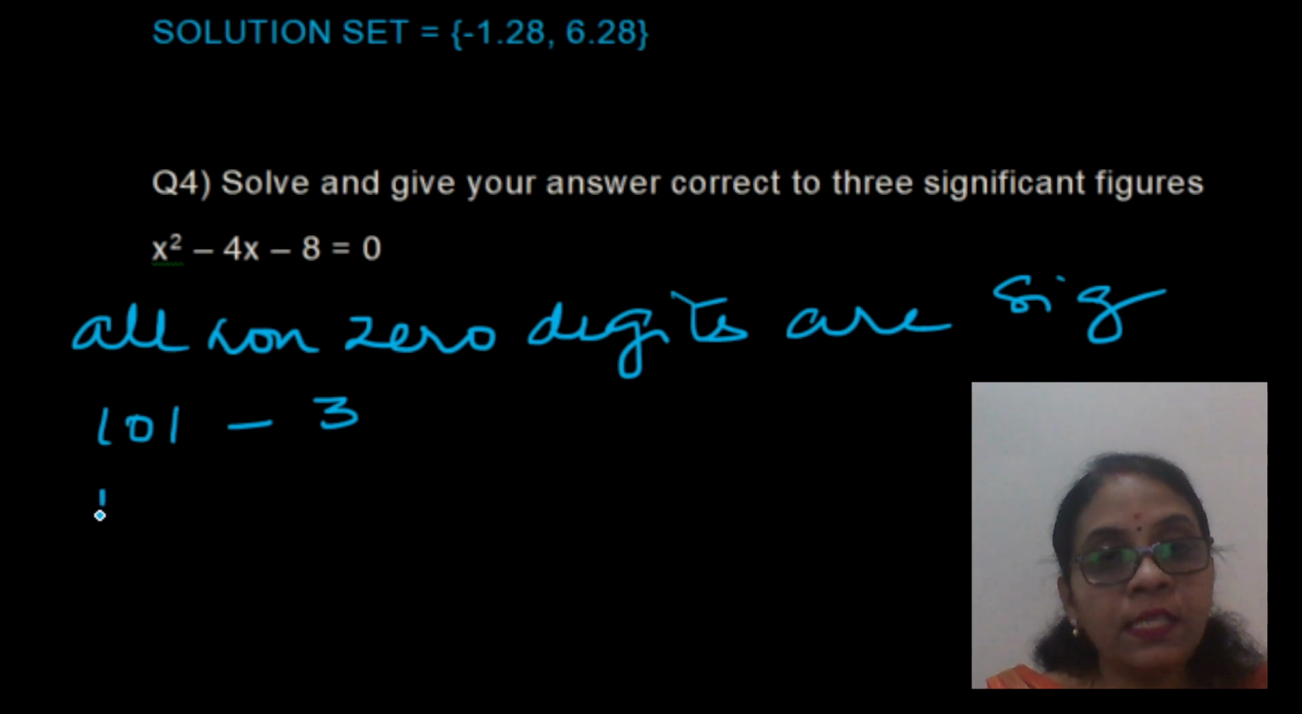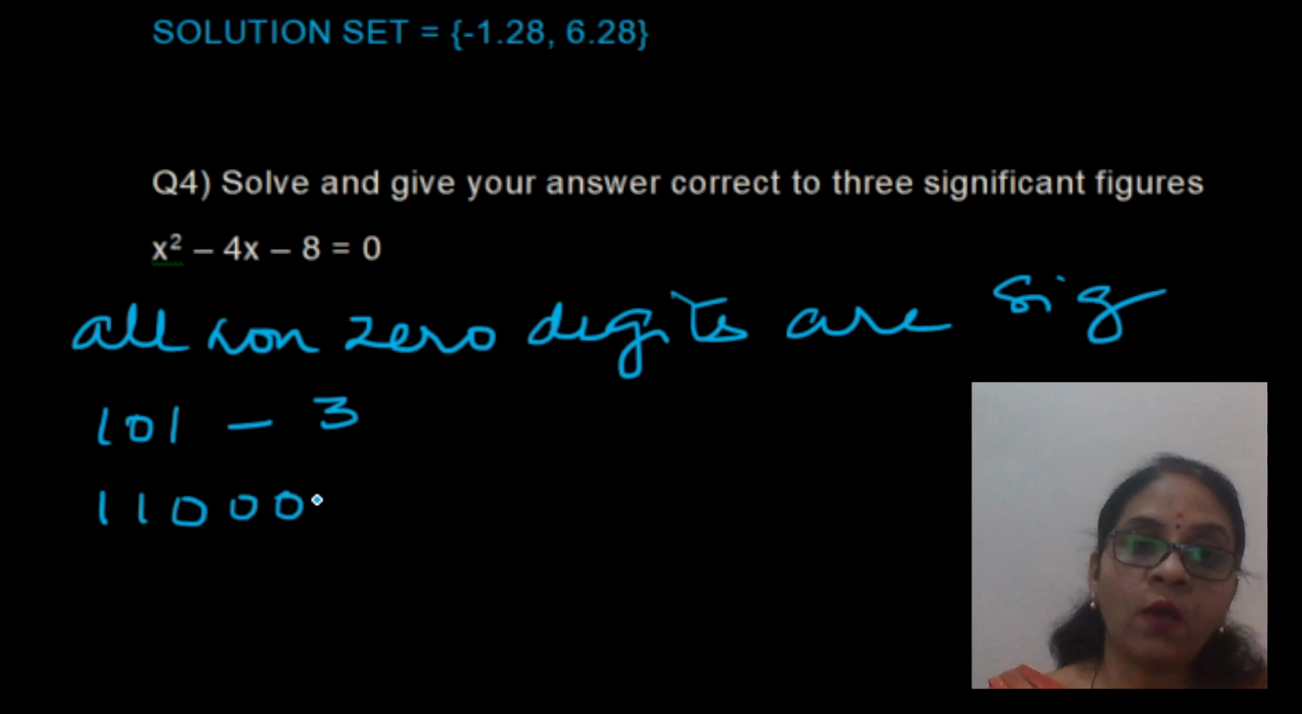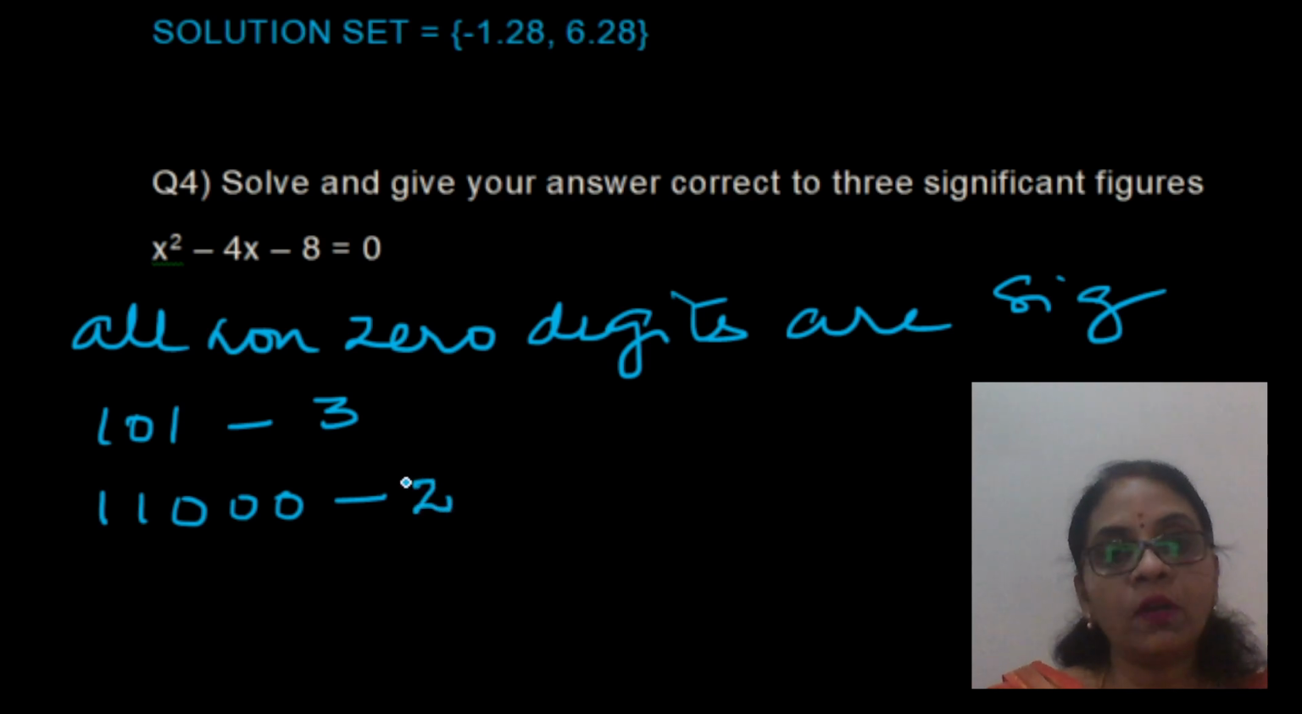If the 0 is the last value of any number, that is, the succeeding zeros of a whole number are not significant. So if it is even 11,000 or 11 lakhs, the number of significant digits is only 2.